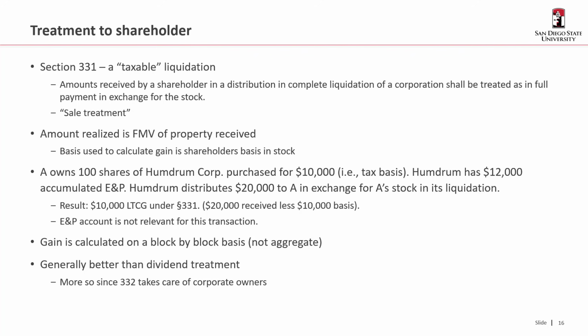So A owns 100 shares of Humdrum purchased for $10,000, therefore that's the tax basis in those shares. Humdrum has $12,000 of accumulated E&P, and Humdrum distributes $20,000 to A in exchange for A's stock in liquidation.